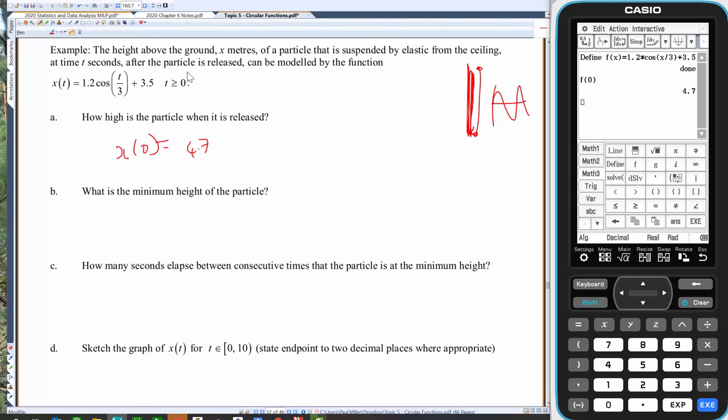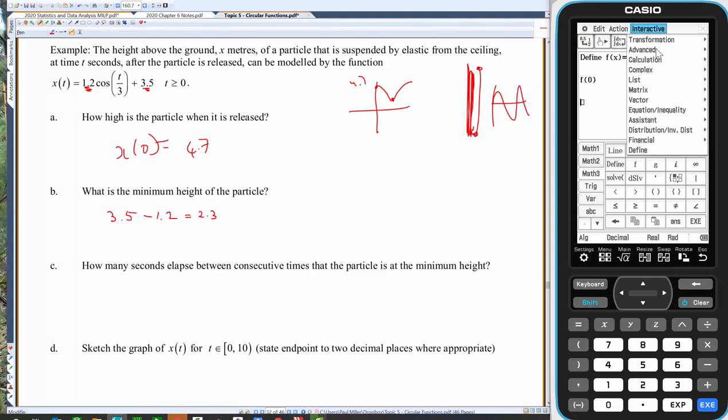Okay, what is the minimum height of the particle? So what is going to happen, it's going to be a cosine function starting at 4.7 and the particle is going to drop, okay, and that's the lowest point it's going to get to. And that's going to be the mean line, subtract the amplitude. So it's going to be 3.5, take away 1.2, which is 2.3, okay.